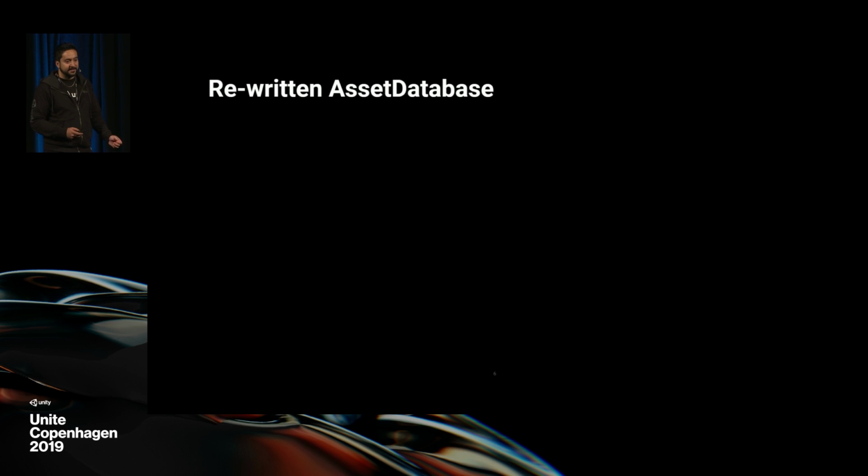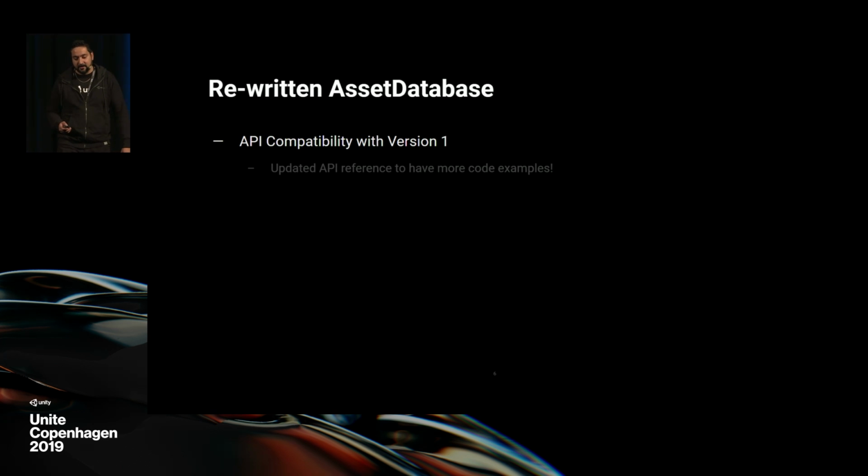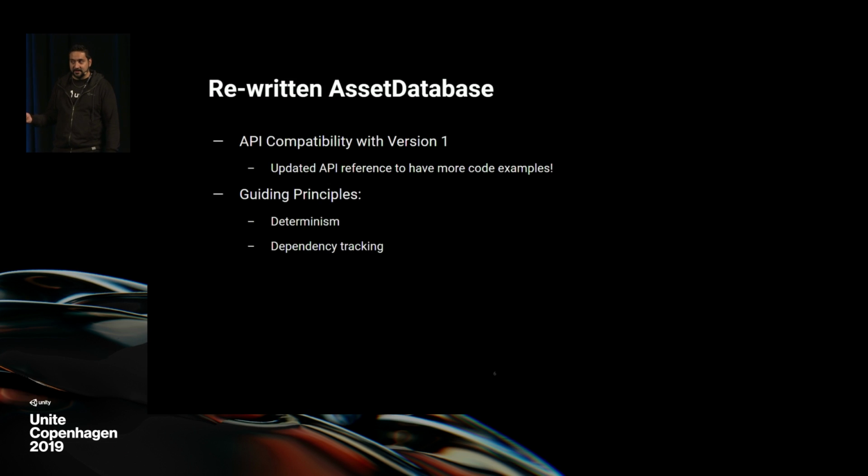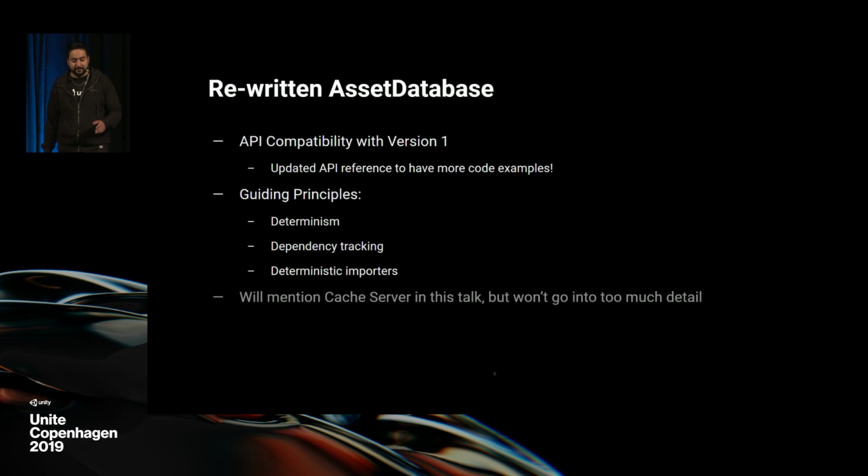We have rewritten the Asset database while maintaining API compatibility with version 1. This means that your projects should have no issue with API changes. We have also updated the API reference to have more code examples, as well as a better manual. When rewriting the Asset database, we had some guiding principles, which are determinism, dependency tracking, and deterministic importers. We'll get into these as well.